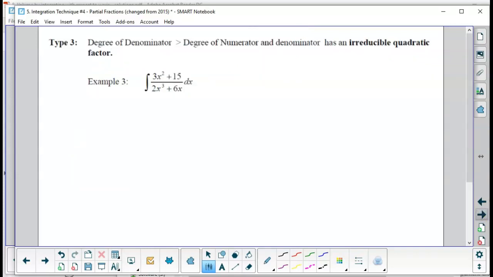Next example, degree of denominator greater, so same as the last one, but has an irreducible quadratic factor. So you can't get the quadratic factored into linear, okay, but factor what you can. Now you could here factor out a 3, you'd have x squared plus 5, but when you factor out a 2x here, it's not going to simplify, so I'm going to leave the numerator. 2x here, I've got x squared plus 3. Okay, so notice how I can't factor x squared plus 3. So what do we do in this case?